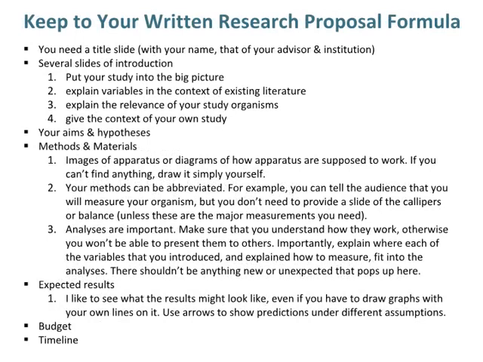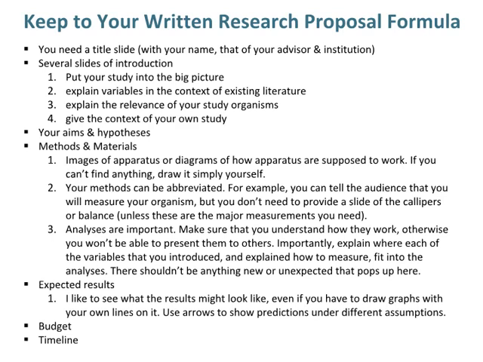Keep to your written research proposal formula. You need a title slide, with your name, that of your advisor and institution. Several slides of introduction: put your study into the big picture, explain variables in the context of existing literature, explain the relevance of your study organisms and give the context of your own study. Your aims and hypotheses. Methods and materials, such as images of apparatus or diagrams of how apparatus are supposed to work. If you can't find anything, draw it simply yourself.